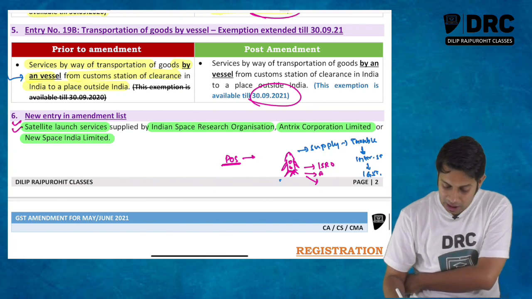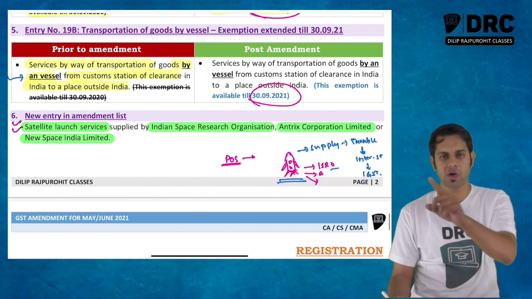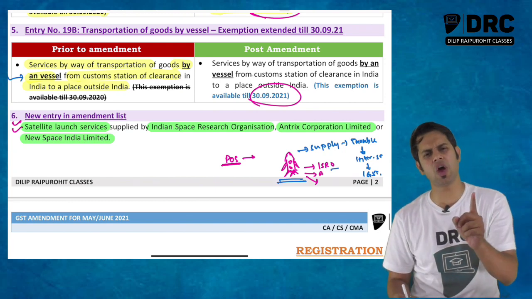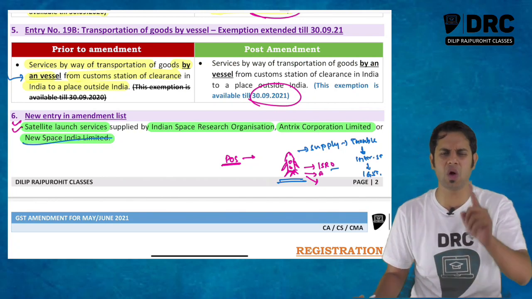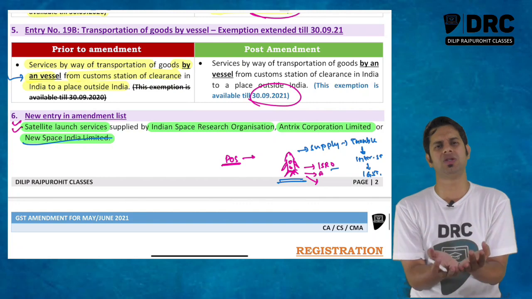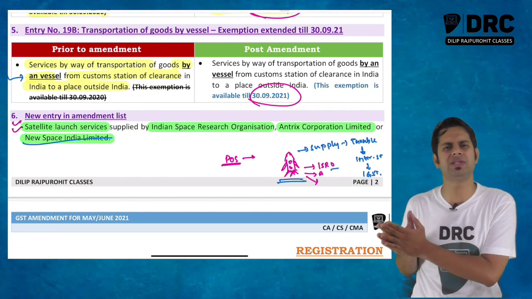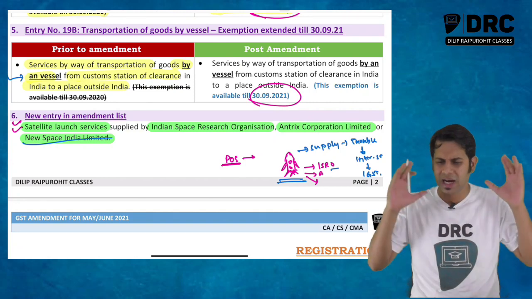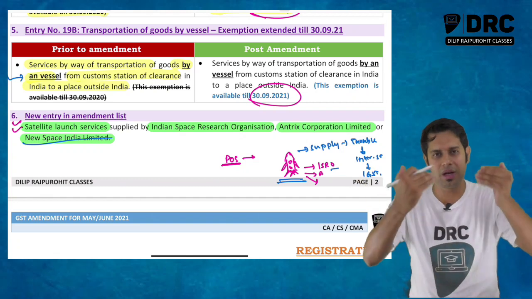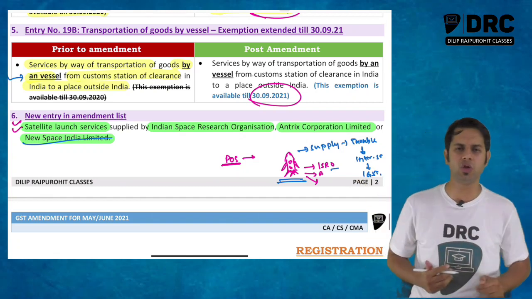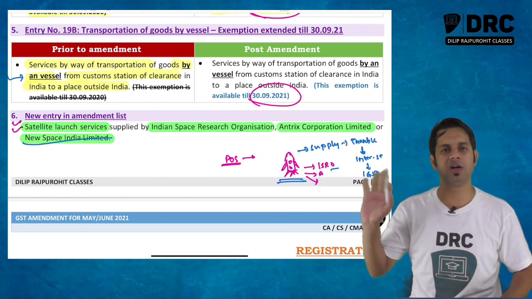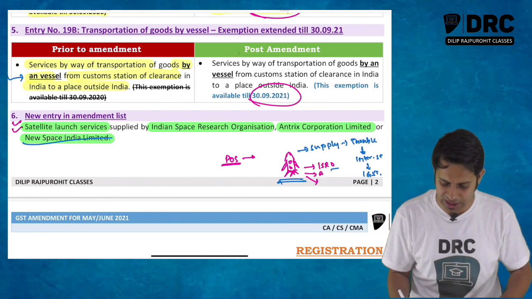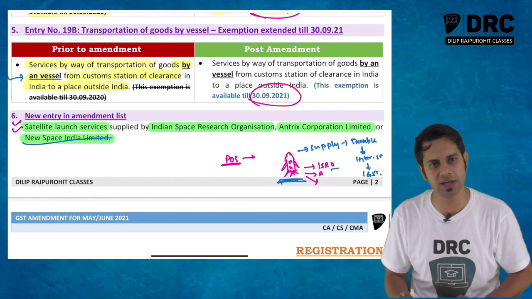Now they are telling, hey ISRO, hey Antriksh Corporation Limited, hey New Space India Limited, if you are launching a satellite, we want you to launch satellites so that it will promote our India and help India grow in the aerospace field also. So they are telling, if you are launching any satellite, we are not going to charge any GST from you.